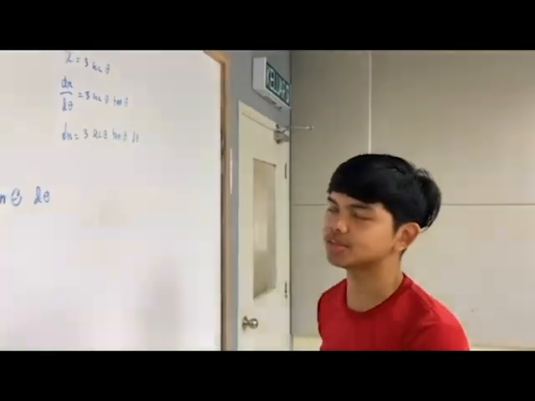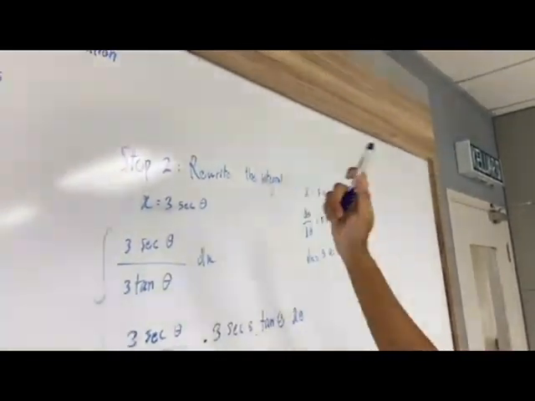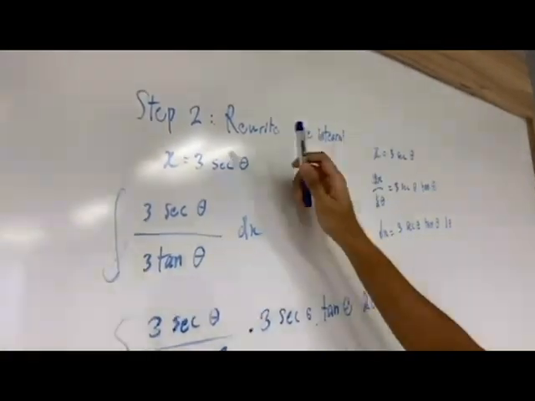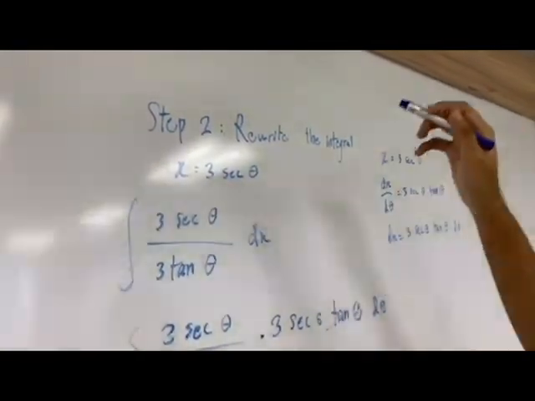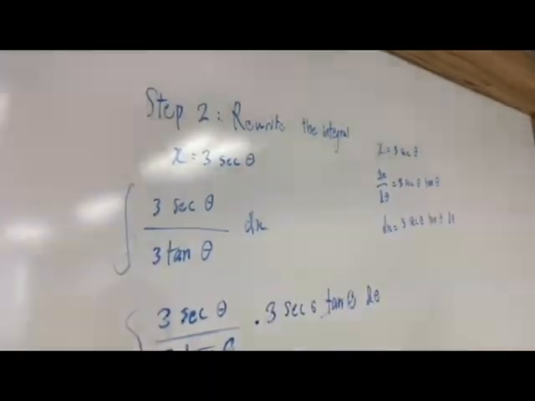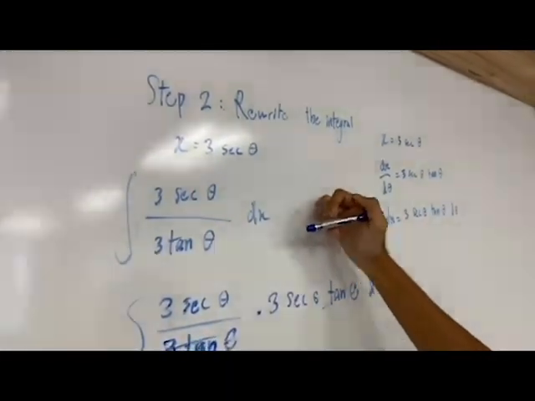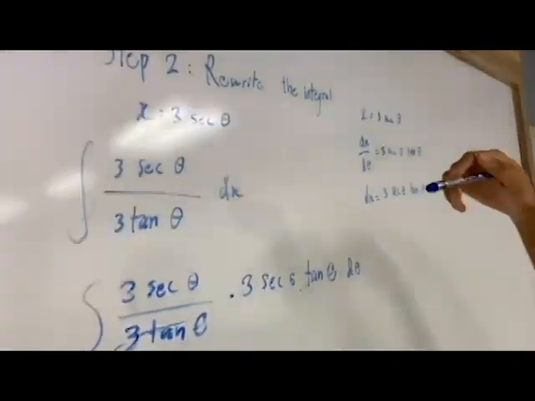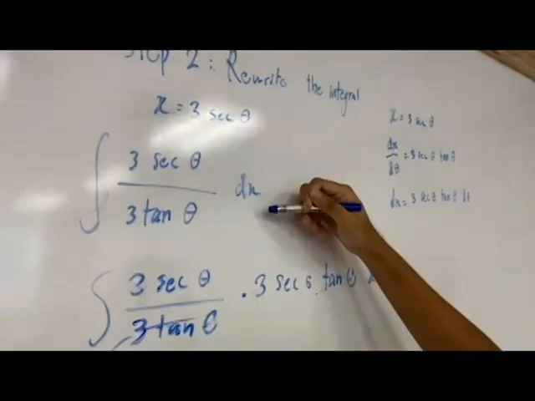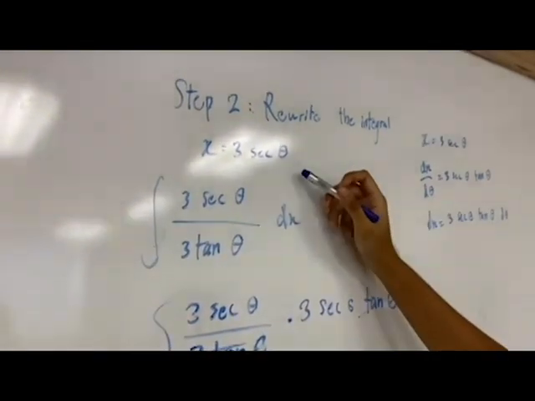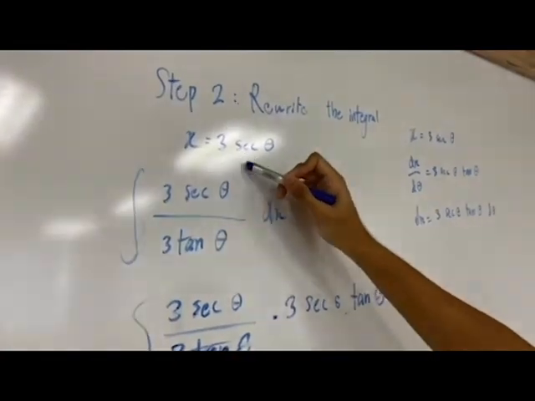Right, so let's move on to the next step, which is step 2. We have to rewrite the integral, which is to rewrite the equation again, but we need to substitute the dx with d theta. This is because it is not applicable to use the x to solve this question. So how can we get the d theta? We can use the equation that has been given from the question, which is x equals 3 secant theta.